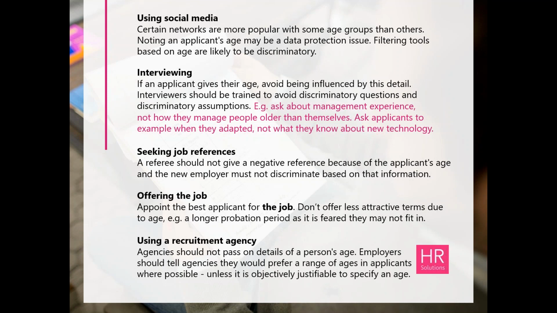And lastly, on recruitment, if you use recruitment agencies, which many of us do, just remember, recruitment agents have also got to comply with the Equality Act. They shouldn't be discriminating. They shouldn't really be passing on details of a person's age to us, actually. Acas advise that employers tell agencies that they would prefer a range of ages in the applicants that you send through, unless it's objectively justifiable, which we're going to look at in a moment or two, to specify an age. So you might have a default template that you send to an agent when you're asking them to recruit a position for you. You maybe just slot in a line that says, we prefer a range of ages as you're sending candidates through. Brilliant. You've got a tick in the box to show that you have tried to be open from the start in terms of who you employ.